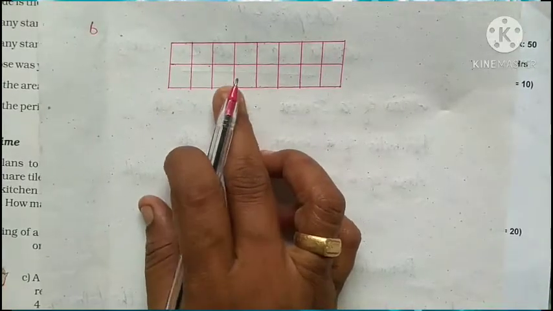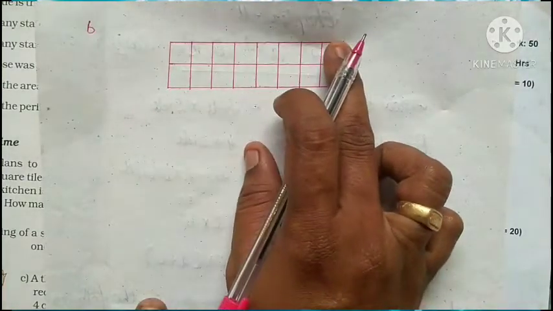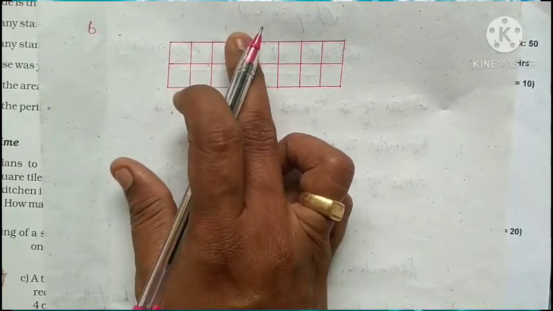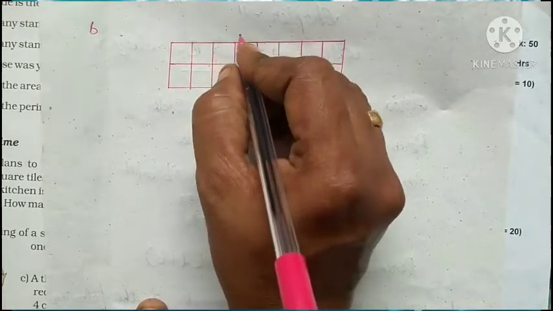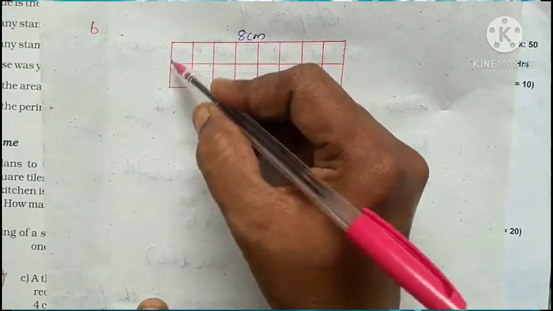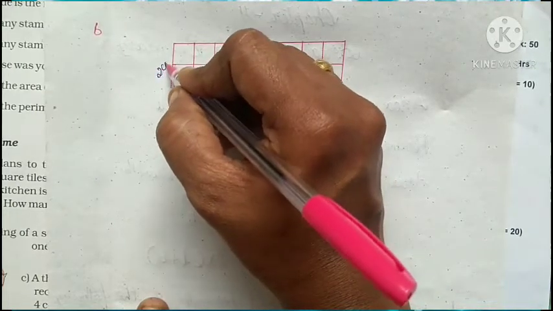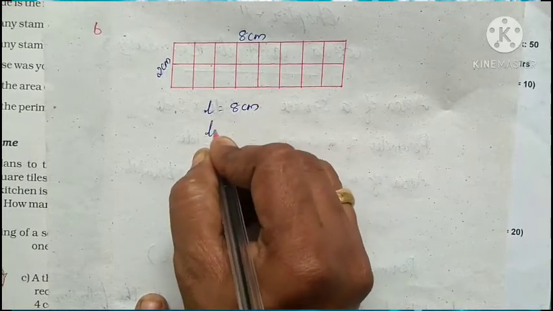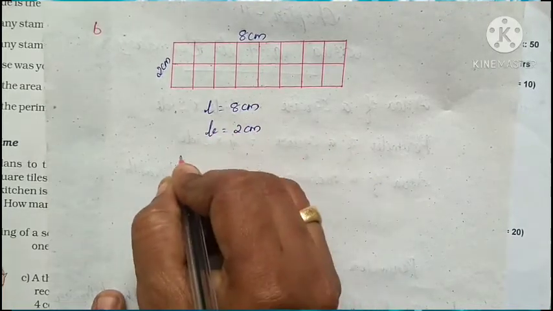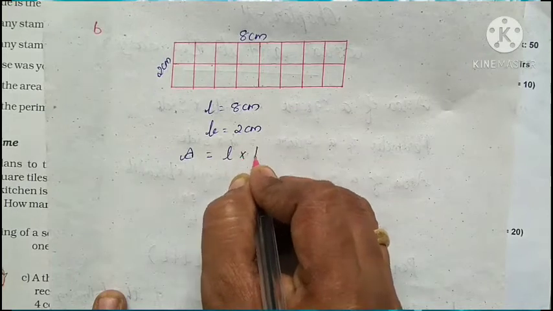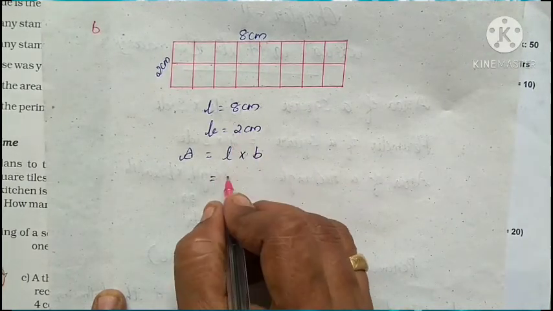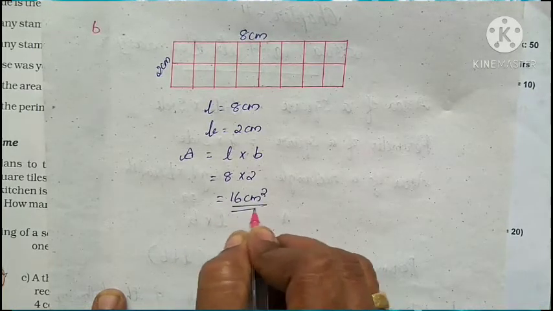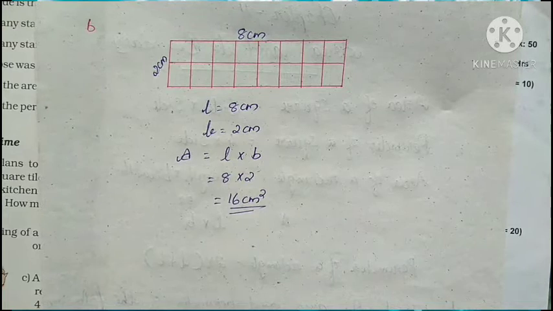Can we find out the area of this figure? So measure this distance. How much is it? 1, 2, 3, 4, 5, 6, 7, 8. So the length becomes 8 centimeter and the breadth becomes 1, 2, so 2 centimeter. So length is equal to 8 centimeter and the breadth is equal to 2 centimeter. So area is equal to length into breadth. 8 into 2, 16 centimeter square. Already we have to study this in the how many squares chapter.